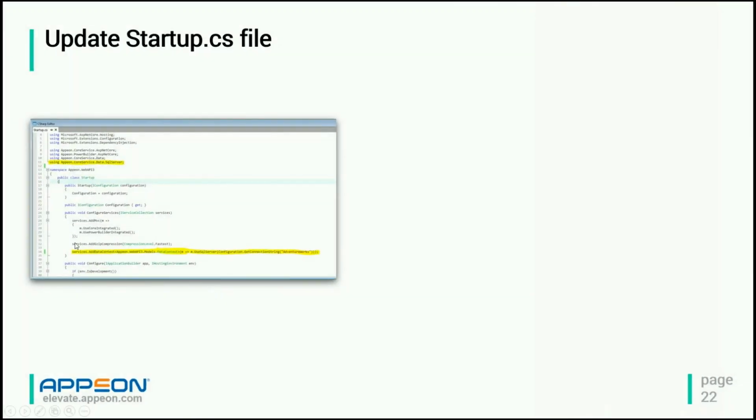Okay. We're going to go back. Remember that startup.cs file? We're going to go back to that, and we are going to add a reference. In this case, I'm going to add a reference to the SQL Server libraries because I'm using SQL Server. And then in the configure services, I'm going to add an add data context method.